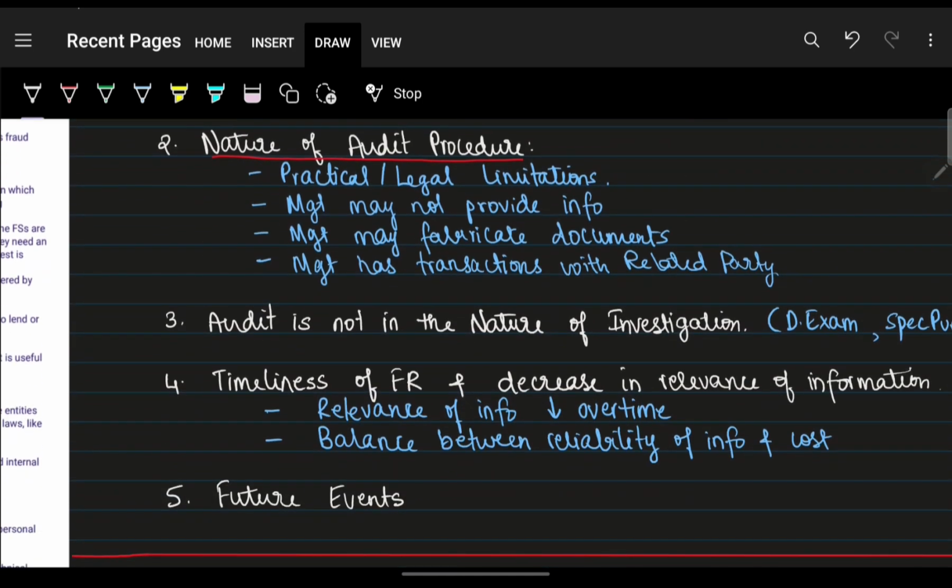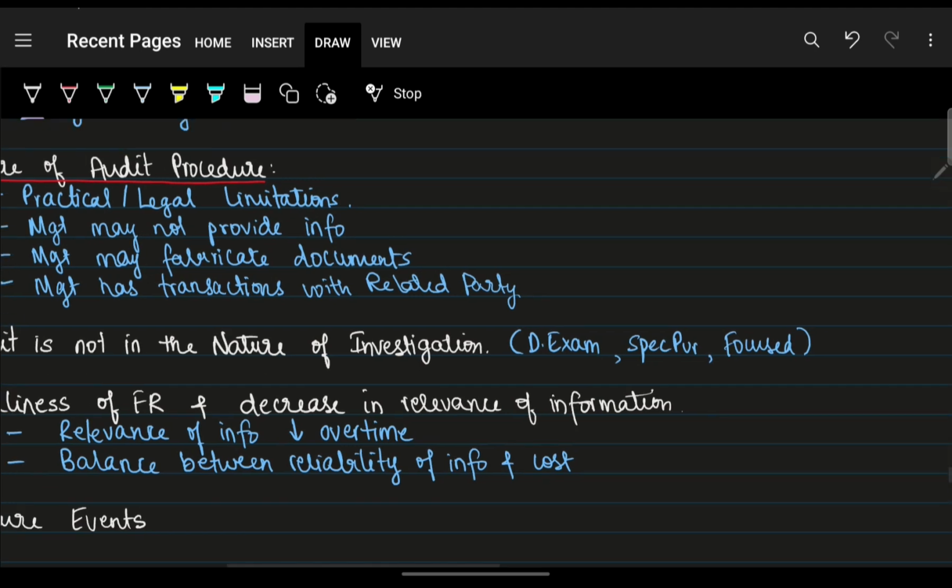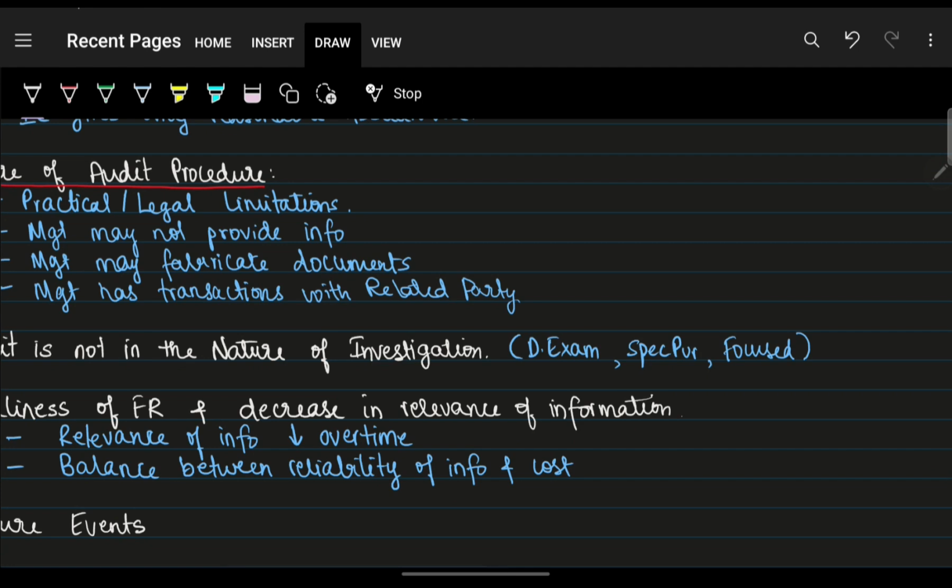And the third inherent limitation is that the audit is not in the nature of investigation, right? See, investigation is a detailed examination. It is conducted with a specific purpose in mind. It is very focused and narrow, right? We are not conducting an investigation.